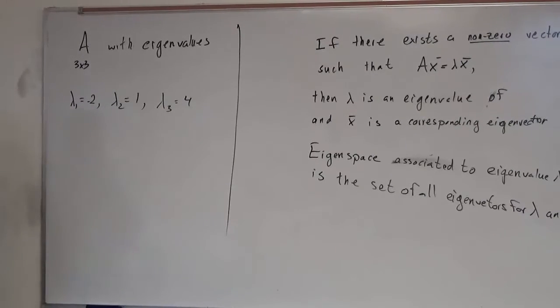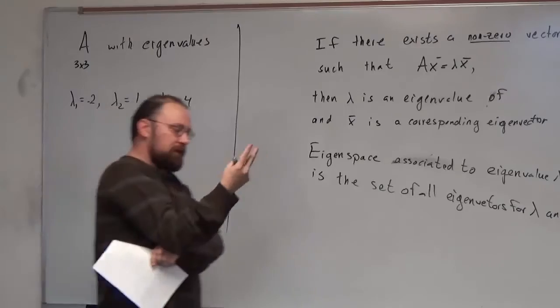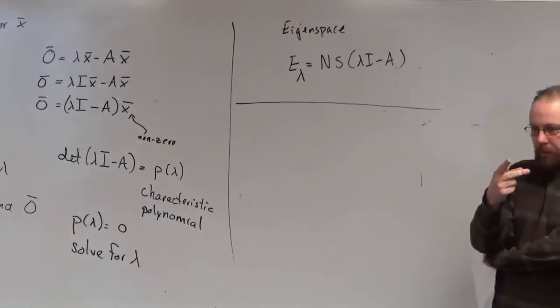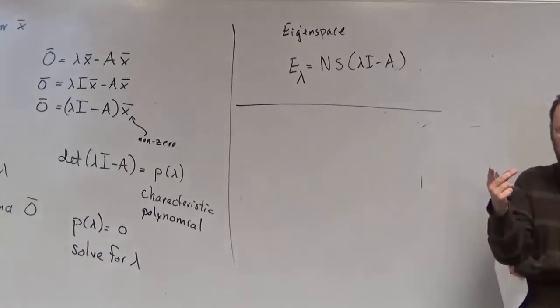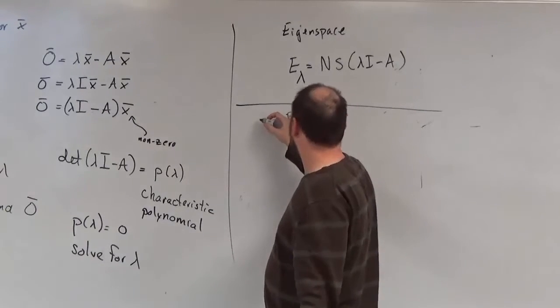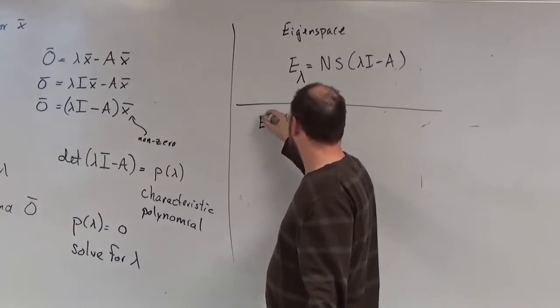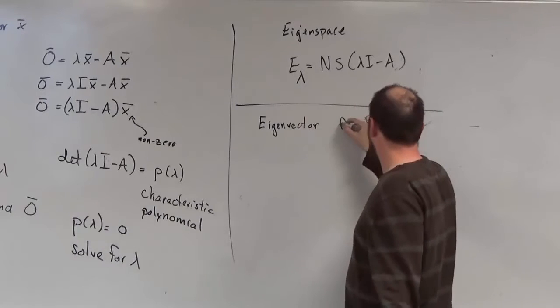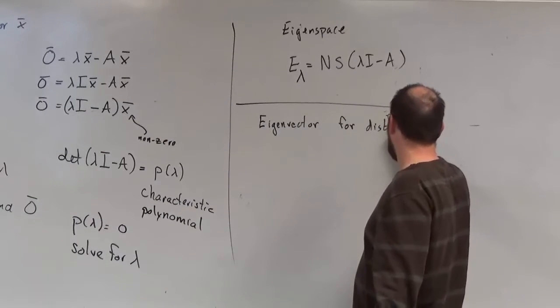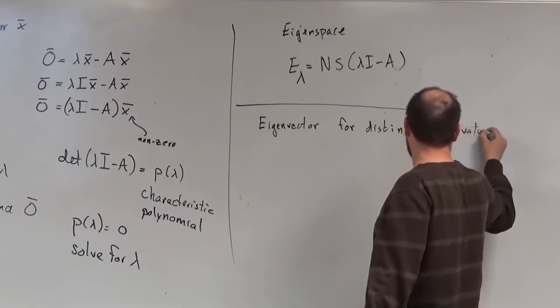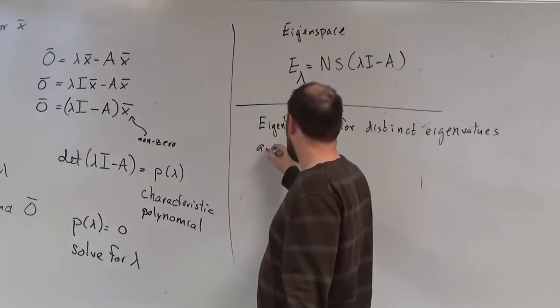Now, okay, maybe we should start with some theory. So if you have distinct eigenvalues, right, so you have 2 different eigenvalues, what can I say about the corresponding eigenvectors? What important thing do I have to know? So eigenvectors for distinct eigenvalues are linearly independent. This is key.